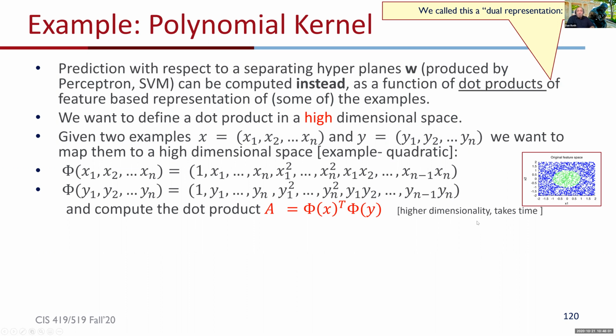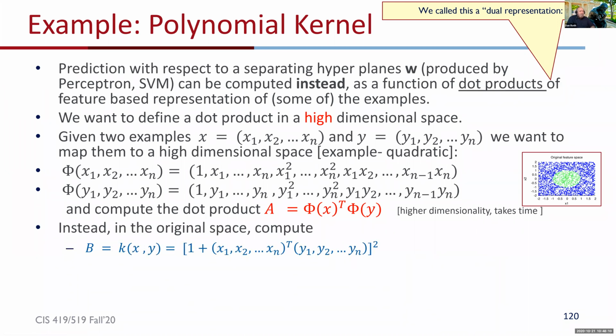So can I avoid this? Can I avoid taking n square steps? And the answer is yes. Instead of computing this A product, I'm going to compute B. I'm also going to call it K of XY. And we're going to use this notation a little bit later again. And this is what I'm going to do. I'm going to take the two original vectors, just do a dot product of them. This is an n-step dot product. I'm going to add one, doesn't cost anything. And this is a number, remember, right? So this is now a scalar. I'm going to take the square of this.